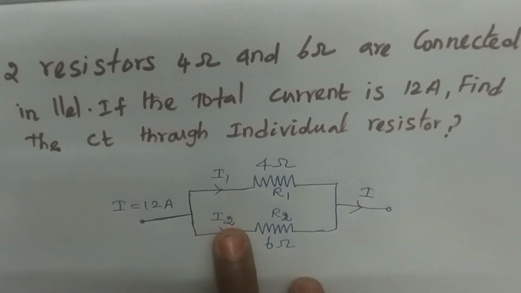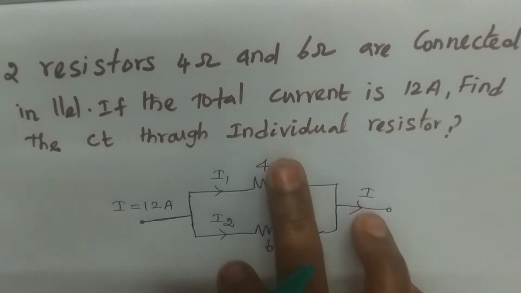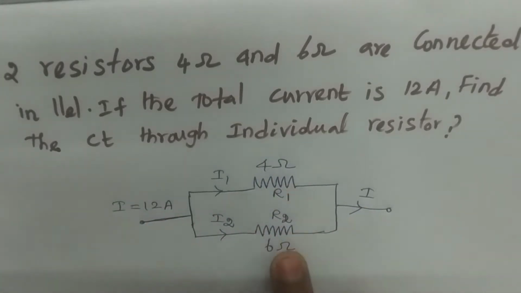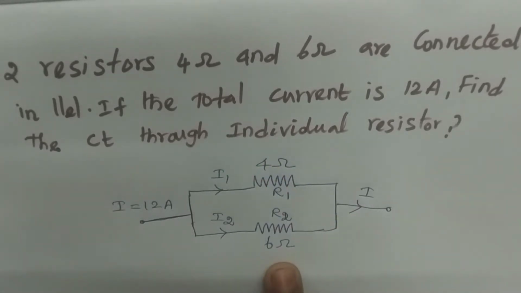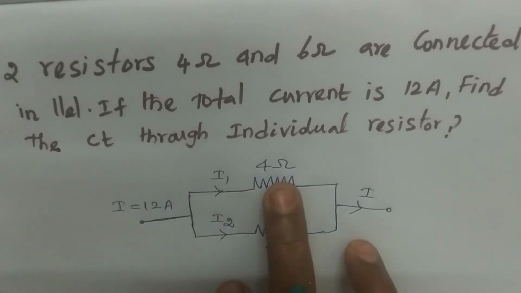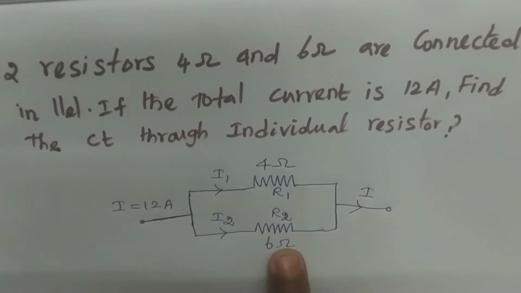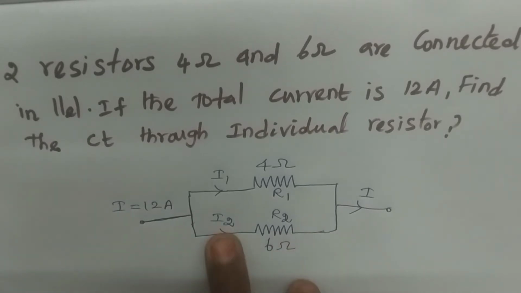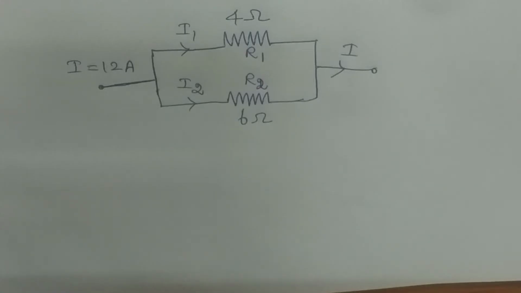See the problem. The figure is given in the problem, isn't it? Total current is 12 amps. Two resistors are connected in parallel, R1 and R2. R1 is 4 ohms, R2 is 6 ohms. The current flowing through resistance R1 is I1. The current flowing through resistor R2 is denoted by I2. And the total current is I. It is given as 12 amps. So we have to find the current through the individual resistors.